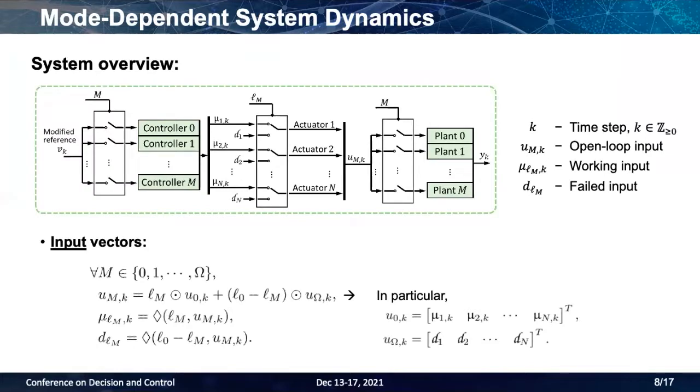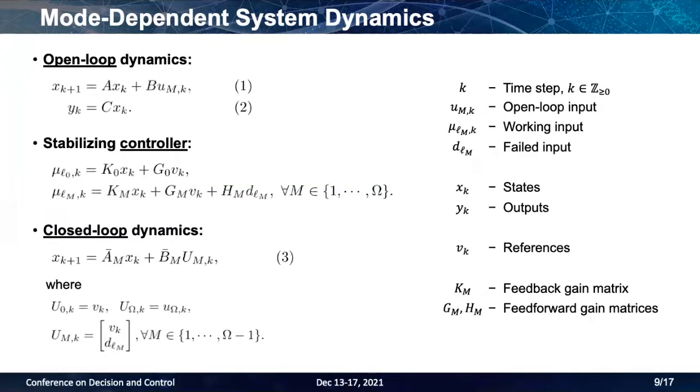This diagram on top shows an overview of the system dynamics. We first define 3 types of input representations, where u is the open loop input, mu is the vector of the working inputs, and d is the vector of the failed inputs. Then for systems represented by the open loop dynamics in equations 1 and 2, a stabilizing controller is designed to command the working input mu, where K_M is the feedback gain, and G_M and H_M are the feedforward gains. Equation 3 represents the closed-loop system dynamics.